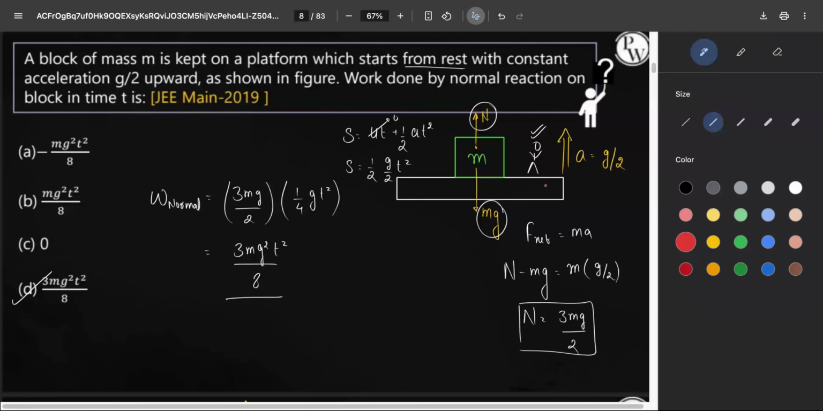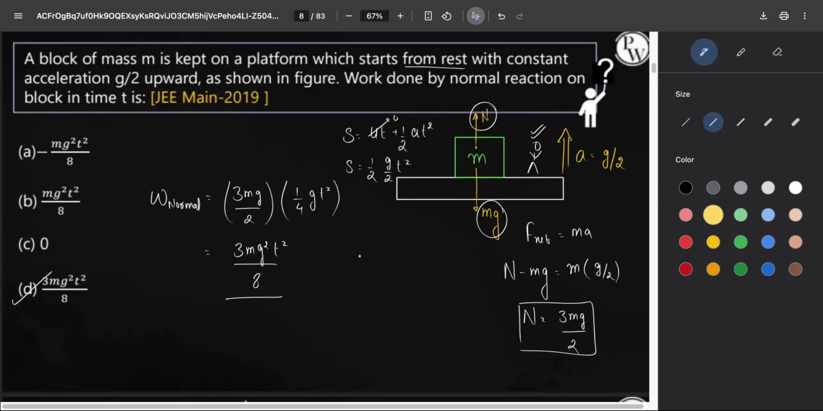Look, you're simply given a block having some mass kept over the platform, starting from rest with a constant acceleration upside. The platform has an acceleration of g by 2 upside as shown in the figure. You have to tell me what is the work done by normal forces. So basically, who is responsible for this object to go upside? The acceleration, right? Which acceleration is it going with? g by 2, right?